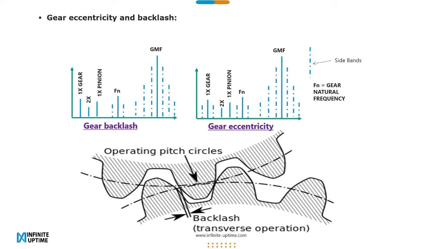Gear eccentricity and backlash. Though being a very rare occurrence, this is a very considerable fault considering the fatalities it brings to the equipment. In a gear backlash, you ideally have a family of sidebands around the GMF. In eccentricity, you have sidebands also present around the 1x of the gear. The shift between the mating parts of the gears is ideally what we call the backlash.